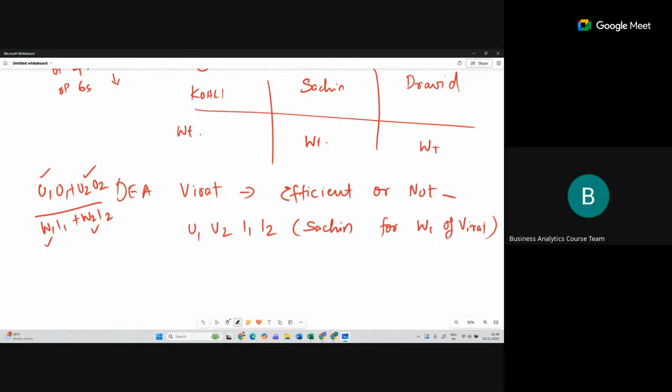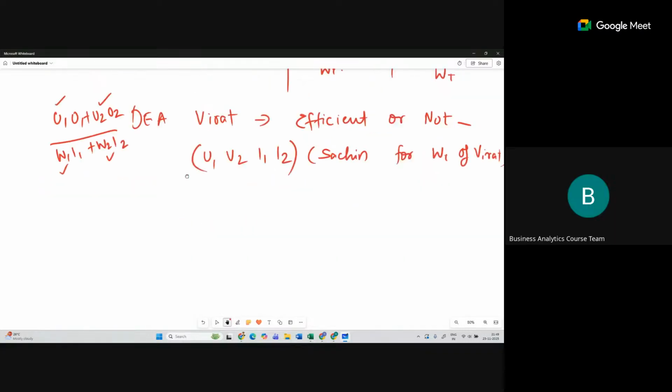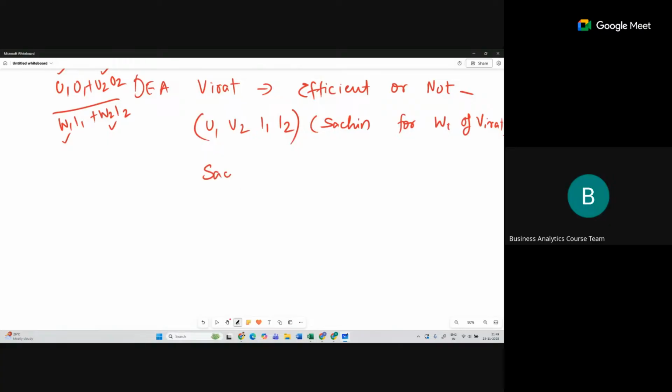Okay. Now what are you doing? You are taking the weights you computed for Virat, and with that weight, you are checking whether Sachin is efficient or not. Similarly, next you will solve the DEA problem for Sachin. Sachin will try to maximize his efficiency by giving weightage to the outputs and inputs. So now we will find the weights for Sachin, U1, U2, I1, I2. Check whether Sachin is efficient or not.